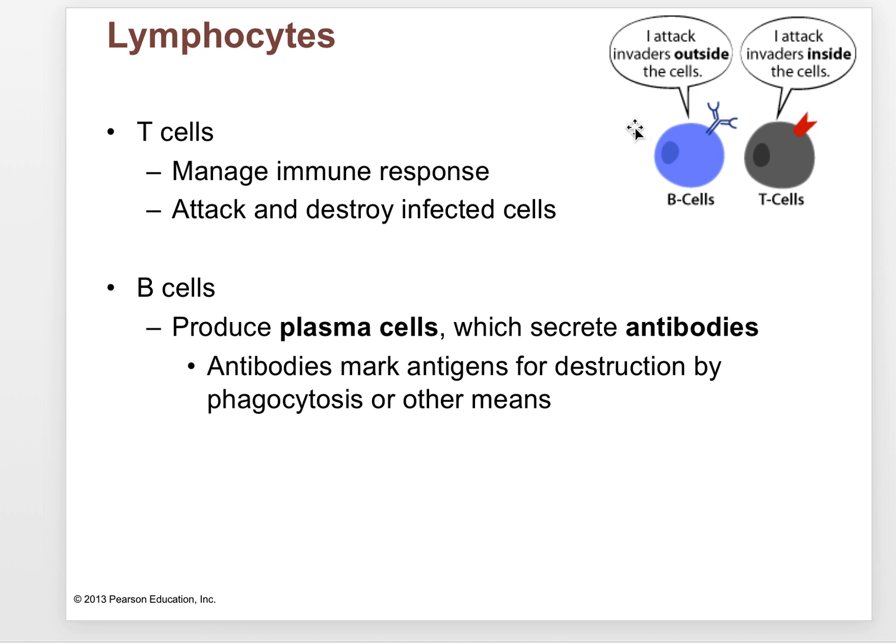As the cartoon here kind of illustrates it, the B cell says, I attack invaders outside the cells. T cells, I attack invaders inside the cells. So like for a virus, the virus goes inside the cell, and so it would be invisible to the antibodies which attack the outside of the cell, but a T cell can attack the cell itself and therefore get rid of an intracellular pathogen.